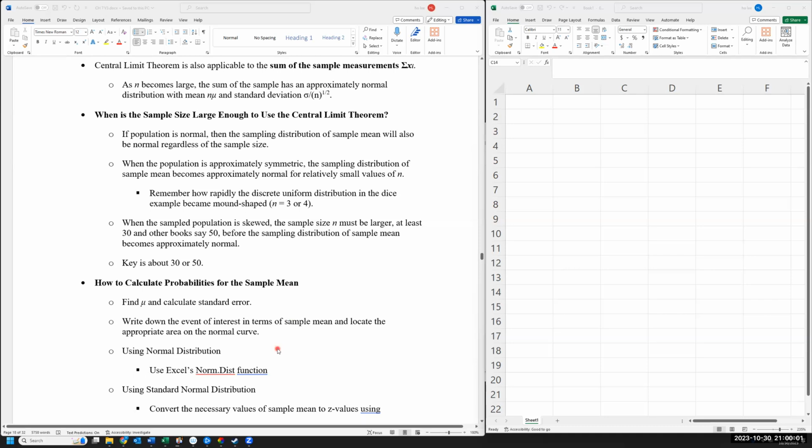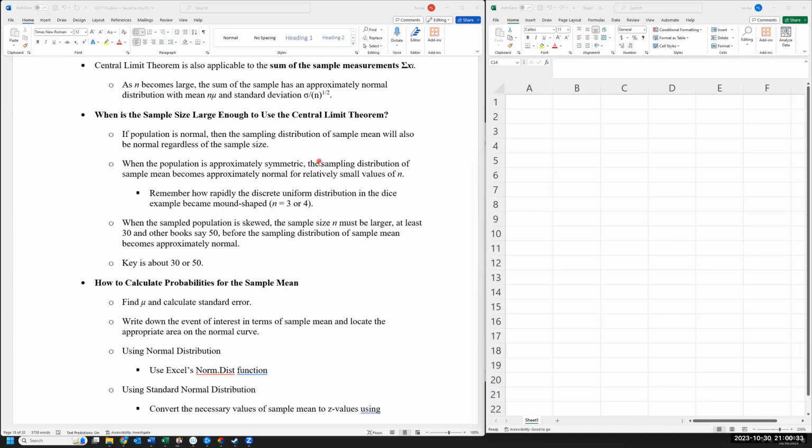So when is the sample size large enough? If the population is normal or normally distributed, then the sampling distribution of the sample mean will also be normally distributed regardless of the sample size. So if the population is believed or known to be normally distributed, sample size could be very small.